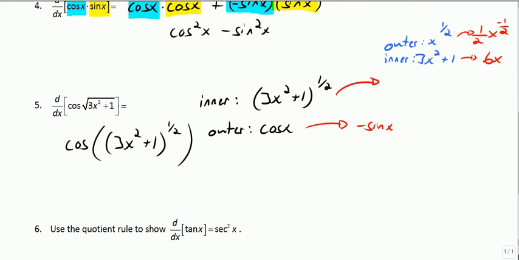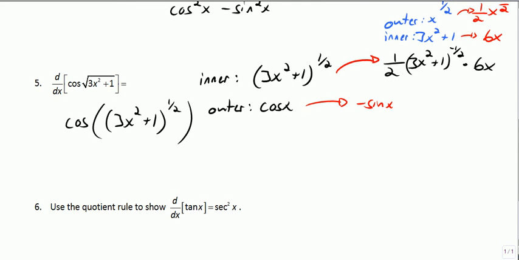Okay, so where do I go? The derivative of the outer at the inner: 1/2 times 3x squared plus 1 to the negative 1/2. So there's the derivative of the outer at the inner times the derivative of the inner. So 6x.